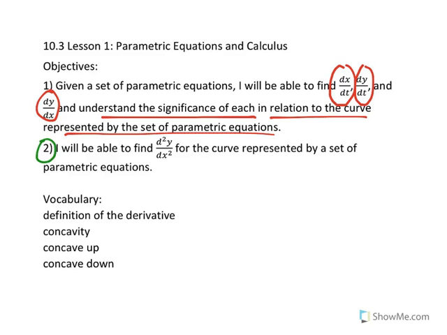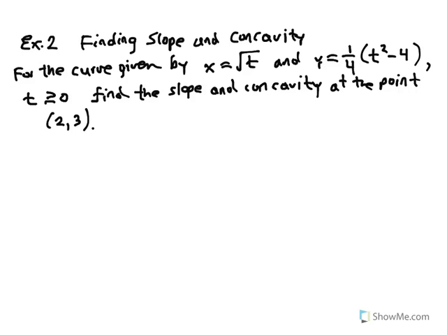So we just looked at an example for objective 2. You'll be able to find the second derivative for the curve represented by a set of parametric equations. And now we'd like to look at an example involving concavity, an application of the second derivative. But before we do that, we'd like to do some review of Calculus AB by going back to Calculus AB and reviewing what concavity is.